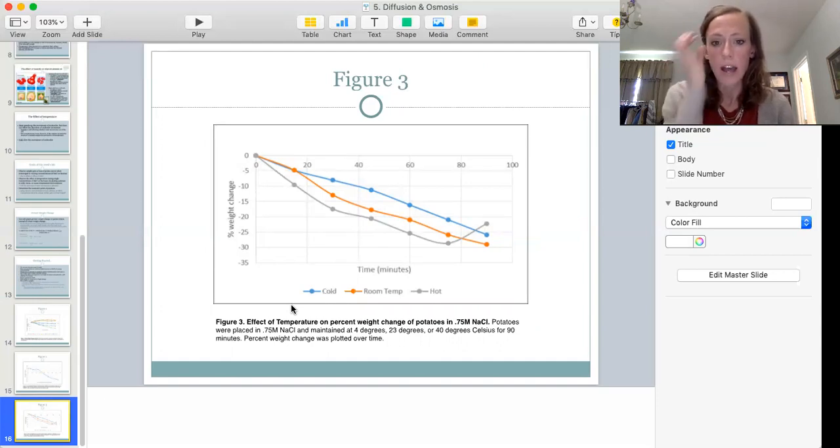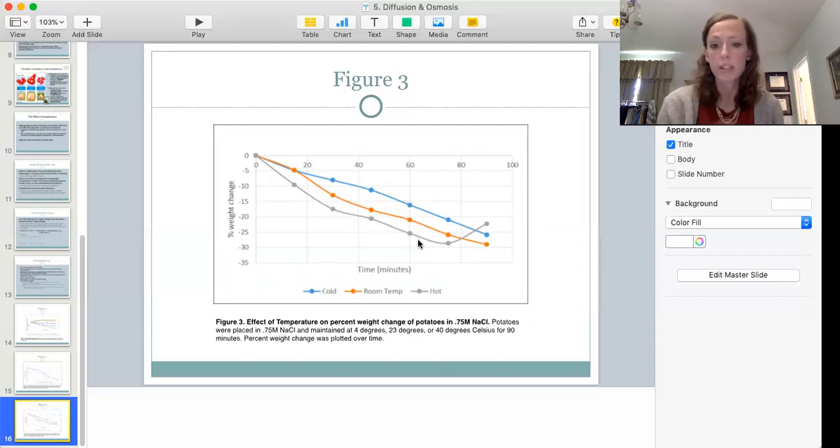All right, and then the last graph that you will do is the effective temperature. You're going to look at a single concentration. So it's going to be the 0.75 molar concentration of sodium chloride or sucrose. And you're going to place those potatoes into different temperatures. So a 4 degree, a 23 degree, and a 40 degree.